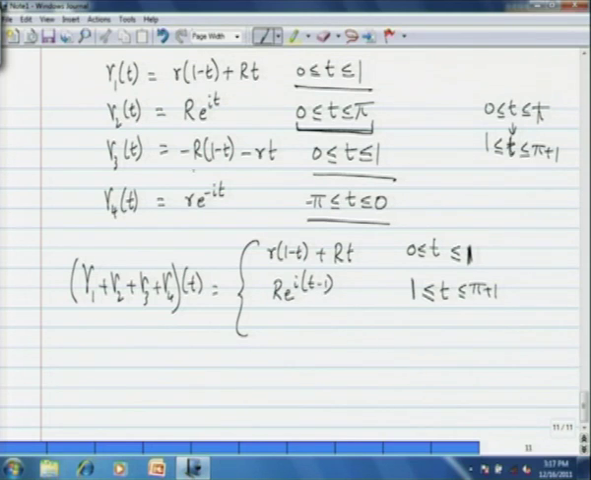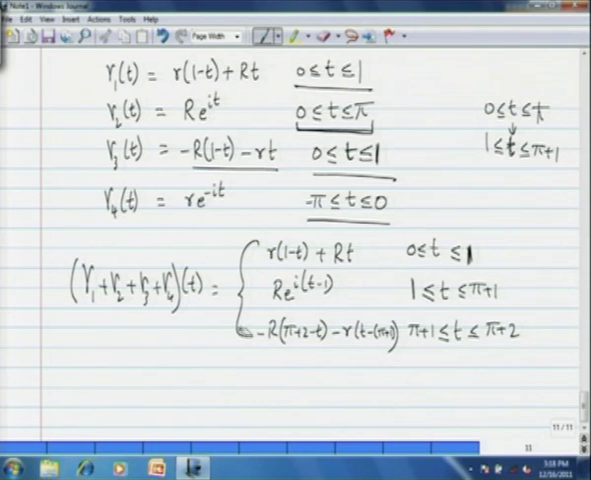And then likewise for gamma 3, I should start now at pi plus 1 and go on for a length 1, for an interval length 1. So, t travels from pi plus 1 to pi plus 2. So, how do we describe gamma 3 now? Well, we will take this expression and compensate for the addition of pi plus 1. So, then we get 1 minus t minus pi plus 1. So, we get R times pi plus 2 minus t, and r times t minus pi plus 1.